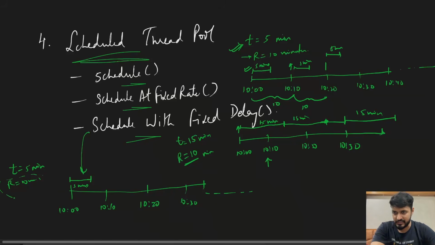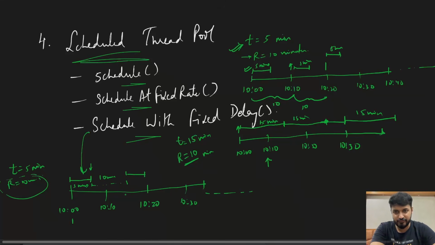Now this 10 minutes, the rate will not be counted from the starting time. It will be counted from the ending time of this task, correct? So after this, again it will wait for 10 minutes and then the new instance of the task will be executed, right? So 5-minute execution, post that 10 minutes will be waiting time.